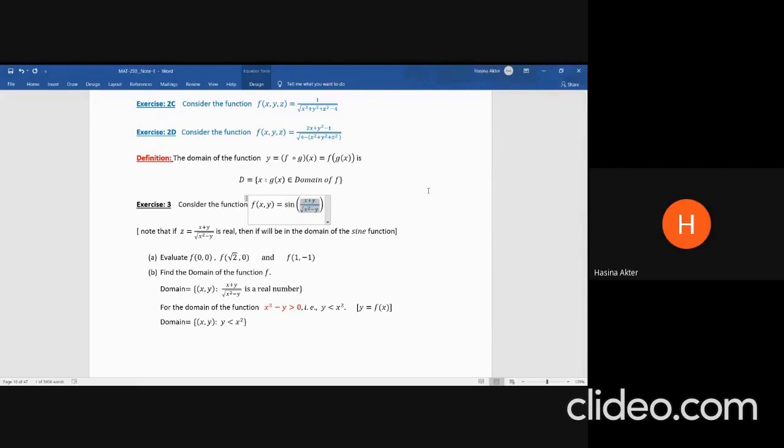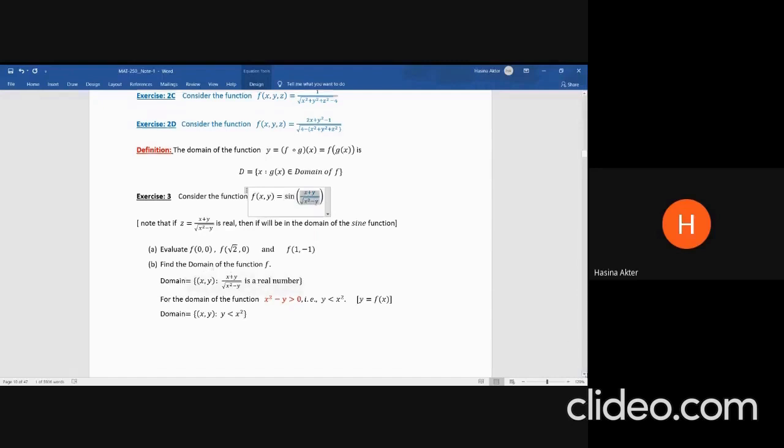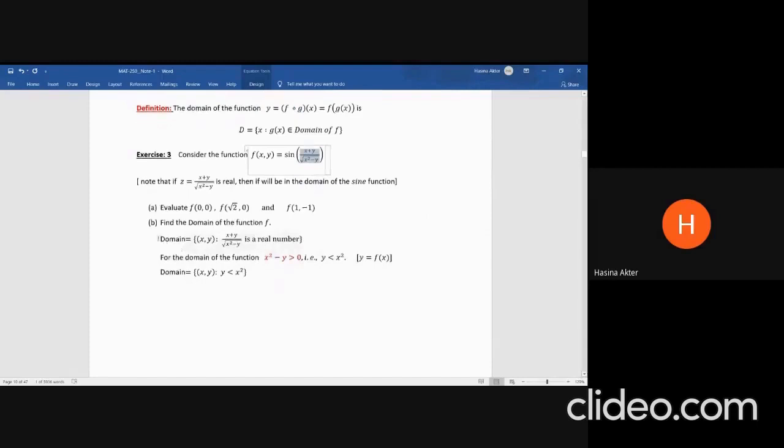The outline is that since this is a composite function, the domain will be taken from the domain of this function, which should be in the domain of this function. And since this function has domain all real numbers, we just need to say that this should be real. If this is real, then x comma y must be in the domain of the function, and that's it. So that can be summarized. Here you go. The domain of the function is this.